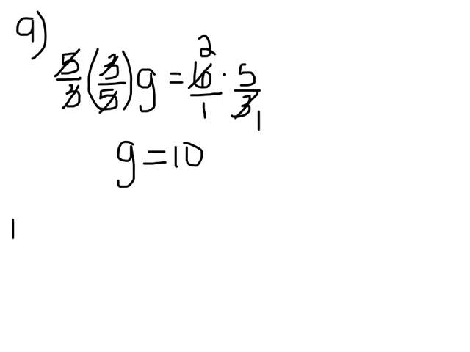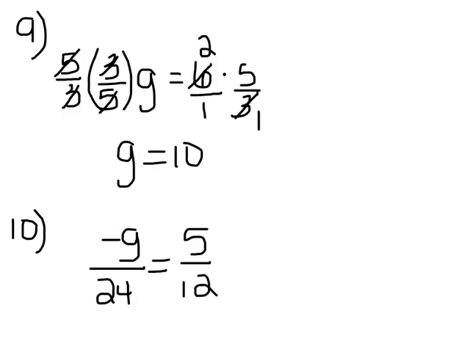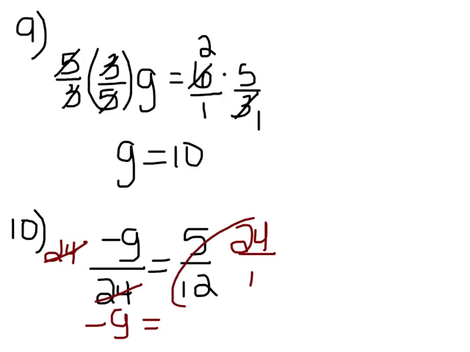And our last example, negative g over 24 equals 5 over 12. In order to isolate our g, and right now we'll be isolating a negative g, we'll be multiplying both sides by 24. On the left side, we have 24 divided by 24, so that crosses off, and we're left with just a negative g. On the right side, we have 5 over 12 times 24 over 1. Remember that we can reduce first, so our 12 and our 24 here can be reduced together. 12 goes into itself once, 12 goes into 24 twice. So we're left with 5 times 2, which is 10.